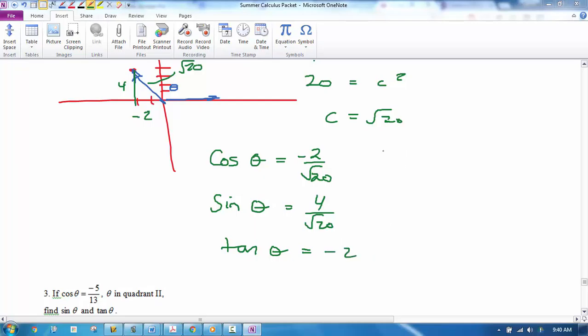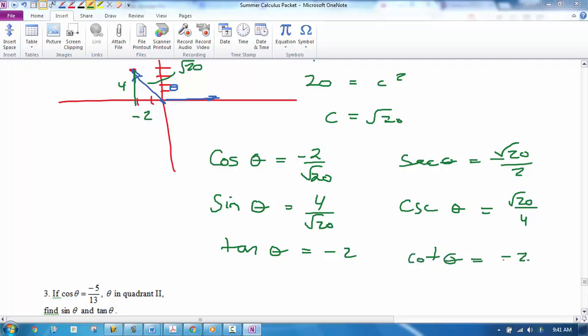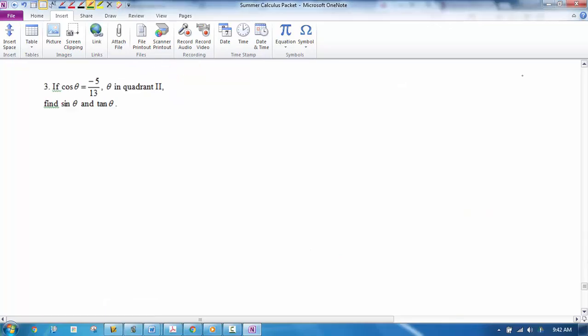And then just reciprocate these. So cosecant goes with sine because there has to be a co in each pair, in which case this was just the reciprocal, square root of 20 over 4. Secant is the reciprocal of cosine, which would be square root of 20 over negative 2. I'll put the negative in the numerator. And cotangent is the reciprocal of tangent, which is 1 over negative 2, negative 1/2. Okay, the next question gives us some clues about where this angle is.